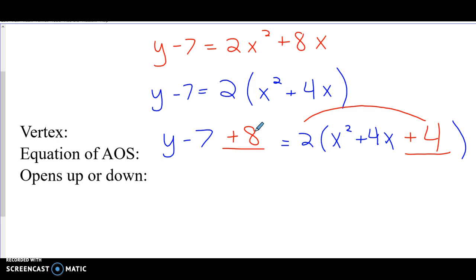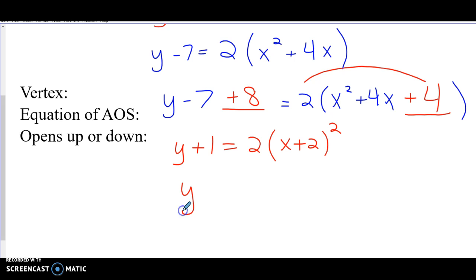So now, when I simplify the right side, I get -7 plus 8 equals 2. And then how does this factor? X plus 2 squared. X plus 2 times itself. Subtract the 1 over. So your final answer, 2 times x plus 2, quantity squared, minus 1. What's the vertex? -2, -1. What's the AOS? X equals -2. Does it open up or down? Was it stretched or compressed? Stretched by 2.